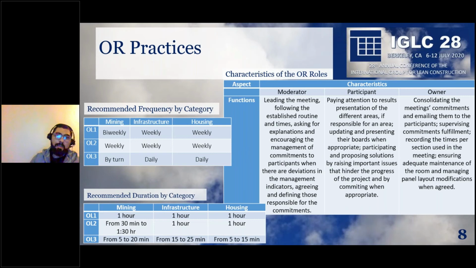In the case of recommended frequency by category, for organizational level 1, in the mining sector, it can be weekly, and in housing, it could be weekly as well. And also, for example, the recommended duration by category, in the case of mining in organizational level 1 is 1 hour, and for organizational level 2 is 30 minutes to 1 hour and a half. So you can see different characteristics of the Obeya room, the main dimensions of this research, in the full paper.